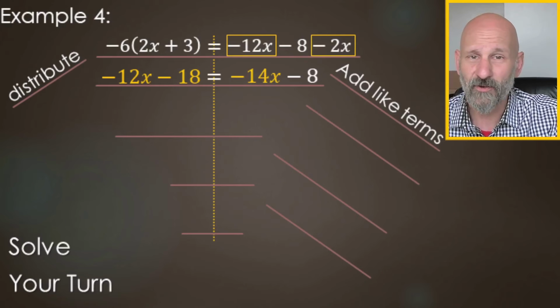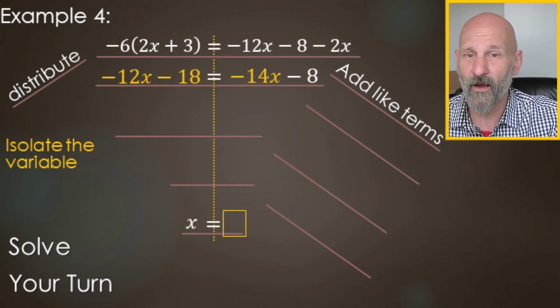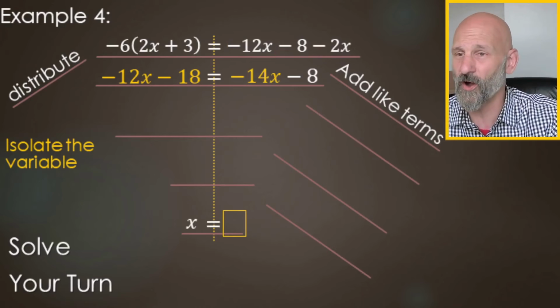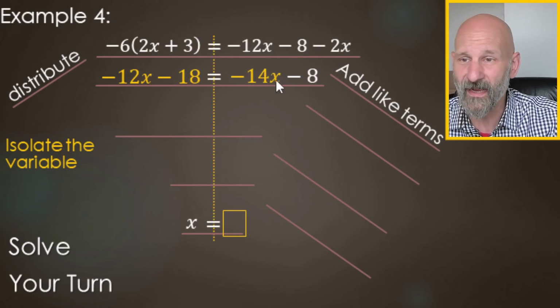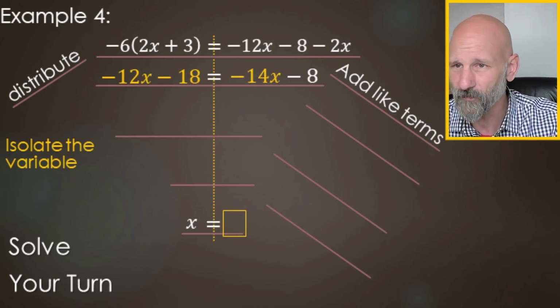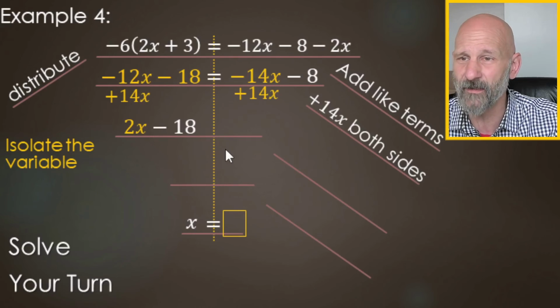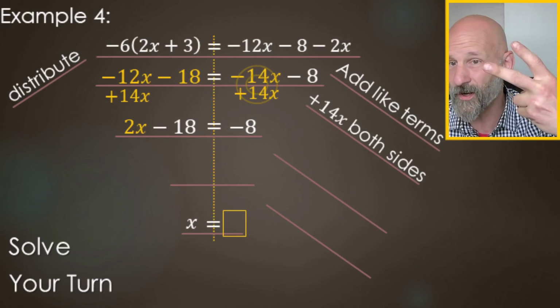Now that we have both sides all cleaned up, it's time to isolate the variable, get variables on one side or the other. Now, if we want all of our variables on the left, we don't want the negative 14x's on the right. So again, x's on the left, numbers on the right. And you can switch that around too. So in this case, we would undo this negative 14x with a plus 14x to both sides. So subtract 12x from 14x, you got 2x, still got the minus 18 equals no more x's on the right, just a negative 8. 2-step equation now.